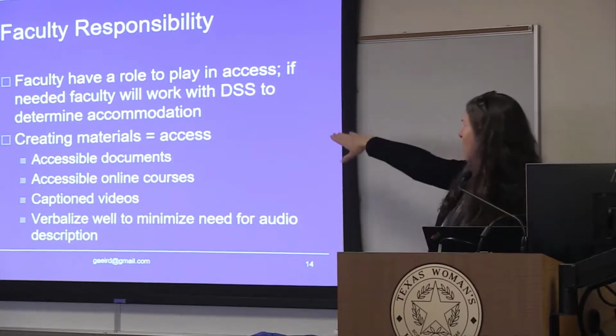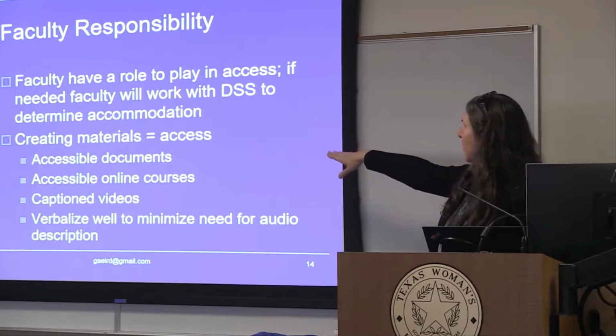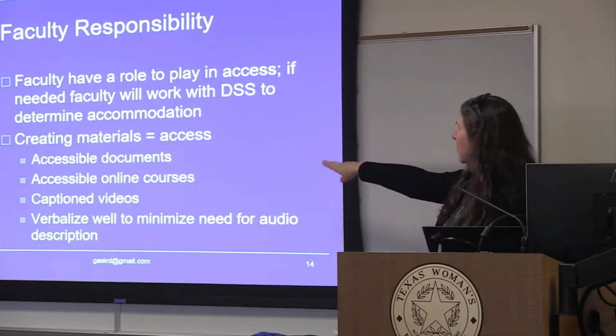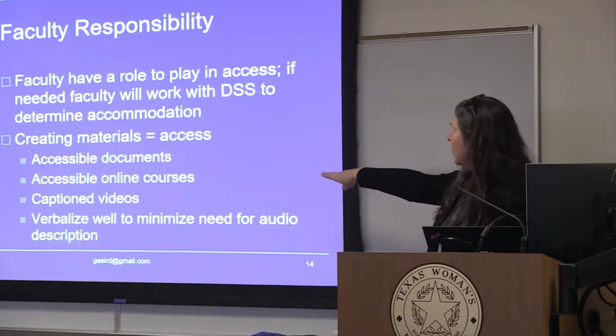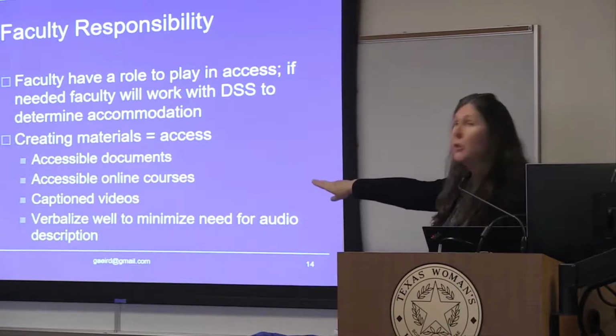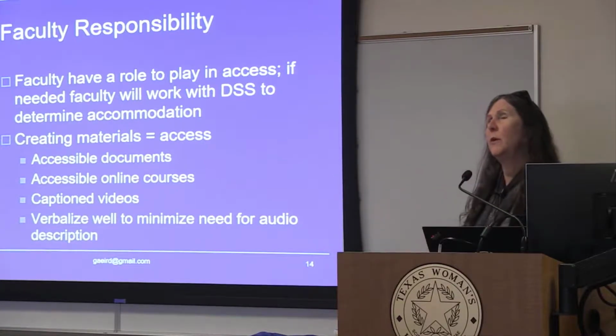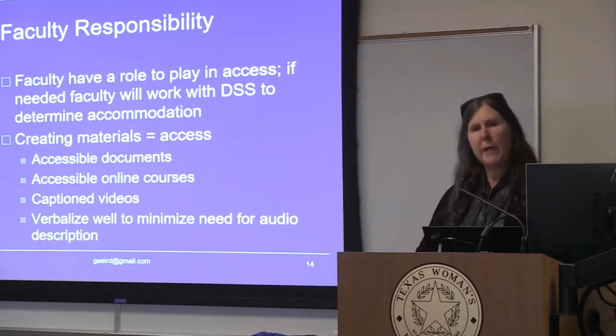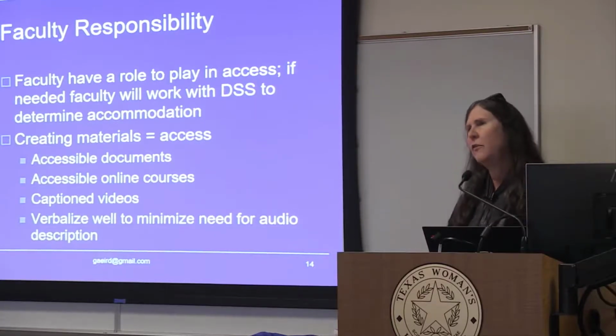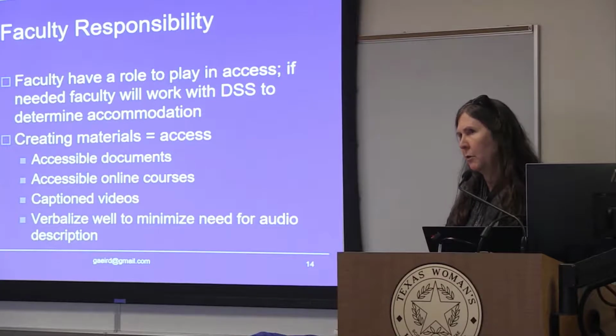So, for the creation part on your materials, again, that's access. You'll learn how to create accessible documents, your online courses, how to make those accessible. Videos do need to be captioned. But I do want to say one thing about captioning. Captioning is honestly one of the best examples of the added value of universal design.